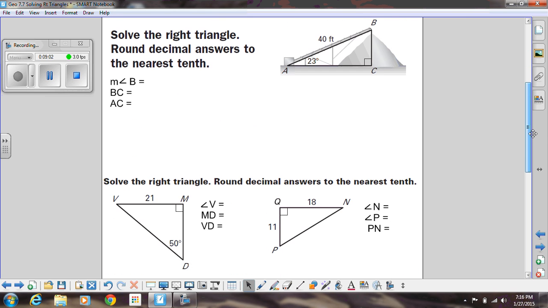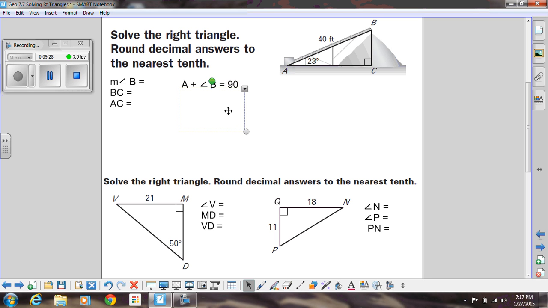So again, reminder, solving a right triangle means I have to find all of the angles and all of the sides. We are given angle C, that's the right angle, and we're given angle A is 23. So we still have to find angle B, and we have to find these other two sides. We're given the hypotenuse, but we have to find BC and AC.